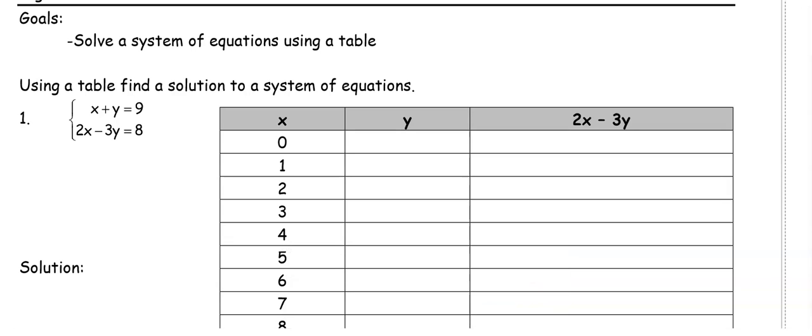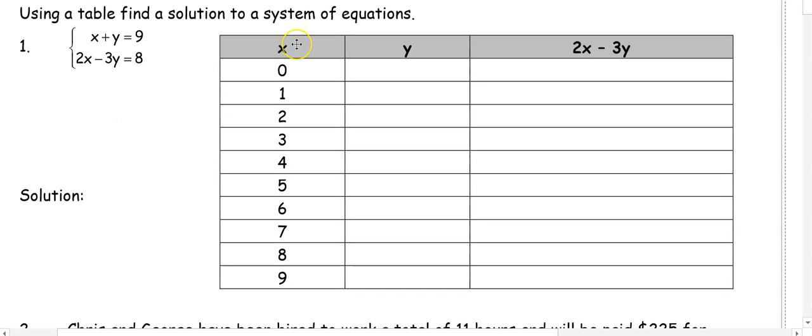This video is about solving a system of equations using a table. So first we're going to start off where we have the equations and we're just going to solve them without the word problem. So the first equation is x plus y equals 9. This equation is going to be represented by the first two columns of our table.